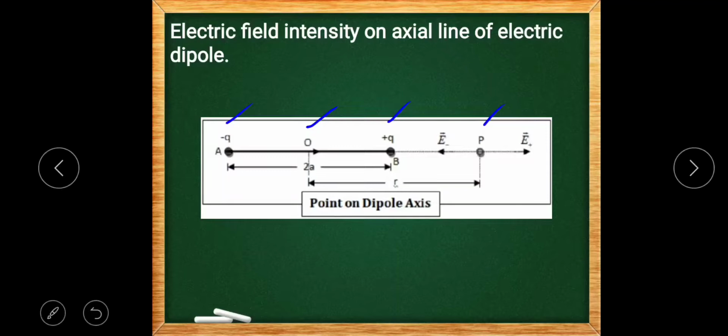So first, due to the positive charge q, the electric field direction is radially outward. It is represented by E plus. In a similar way, the electric field due to the negative charge minus q is represented by E minus. Here it is radially inward, or towards the dipole. Okay, radially inward.